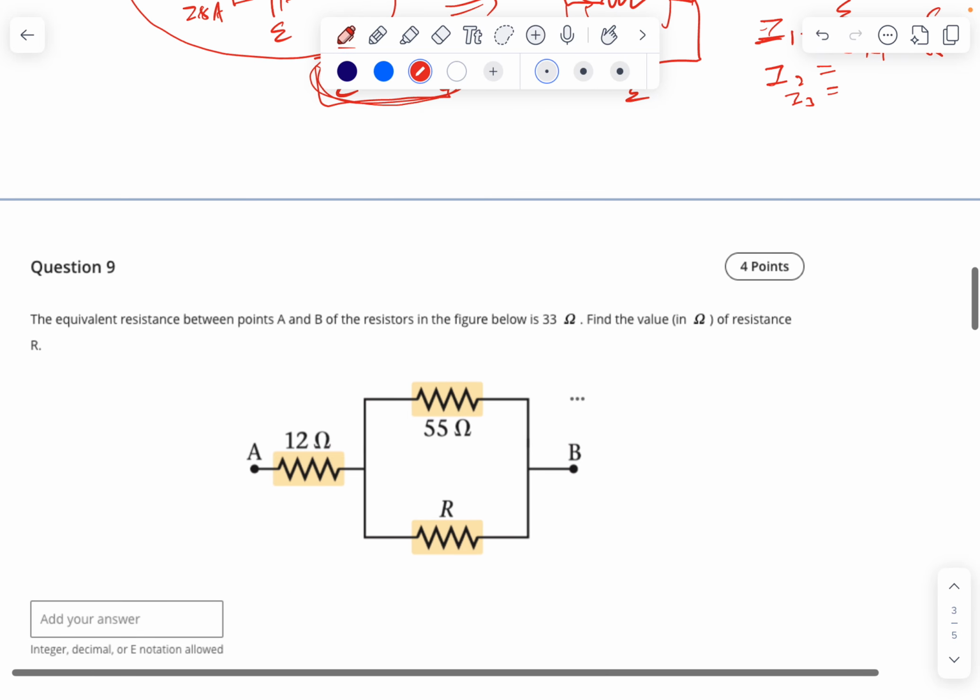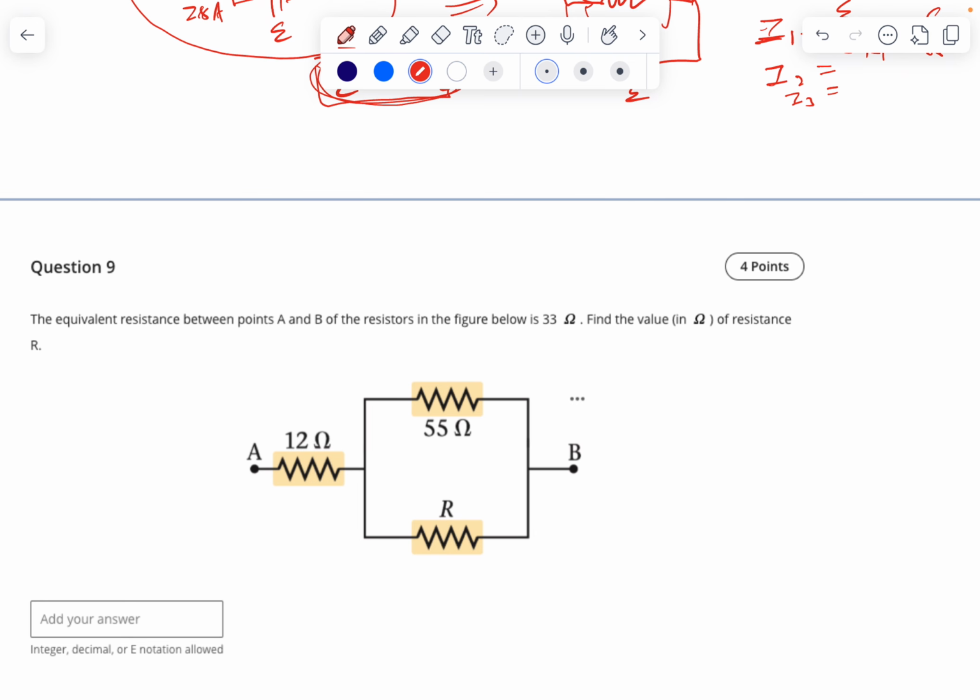All right, number 9. The equivalent resistance between point A and B is 33 ohm. Find the value in ohm of resistance R. You don't know this one. Let's make it simple. You can tell this whole group, so this 12 ohm is connected with this whole thing in series, and the 55 and R are connected in parallel. So what you can do here is simplify them step by step.